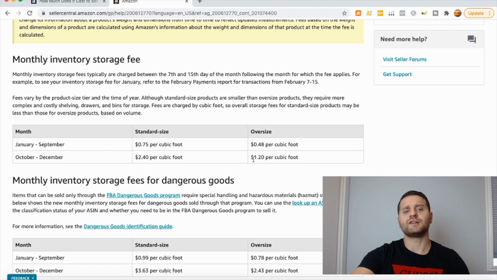From October to December, you are going to get charged $2.40 per cubic foot, and $1.20 per cubic foot for oversized products. So most likely 99% of the time, you are going to sell standard size products, so this will be your cost per cubic foot.